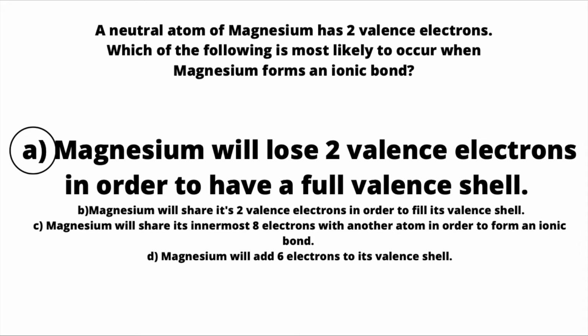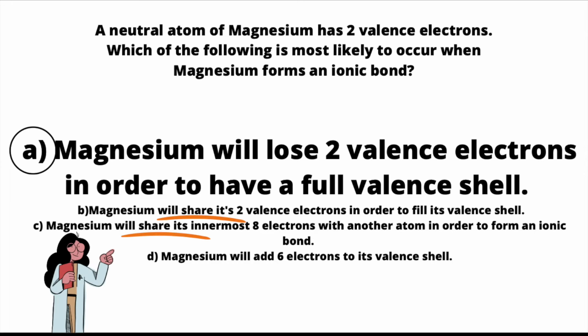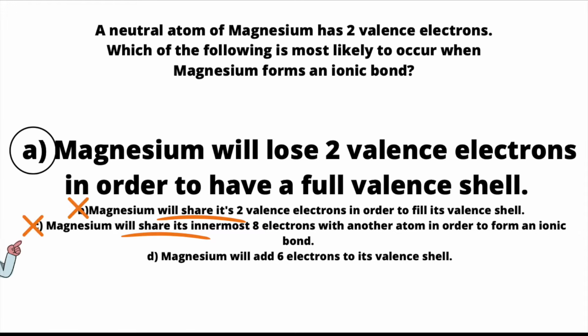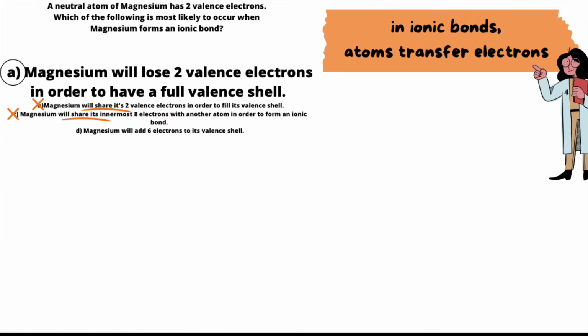Notice that the question is saying magnesium will form an ionic bond. In an ionic bond, atoms transfer electrons. They do not share electrons. Sharing electrons is covalent bonds. So we can automatically rule out answers B and C because these both say that magnesium will share its electrons. In an ionic bond, atoms transfer electrons.